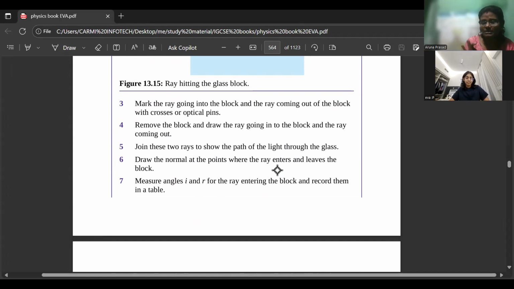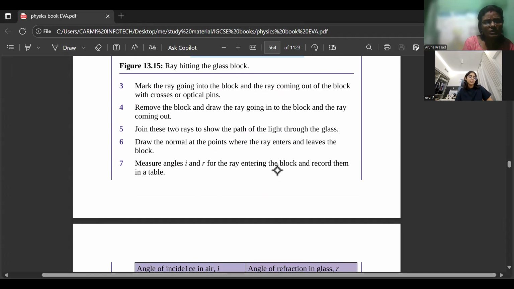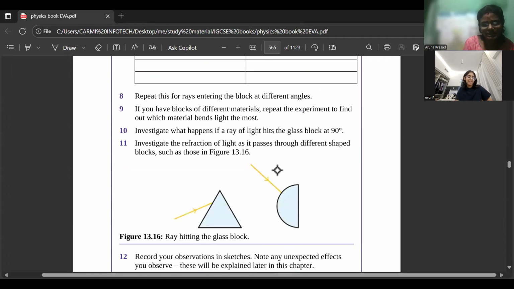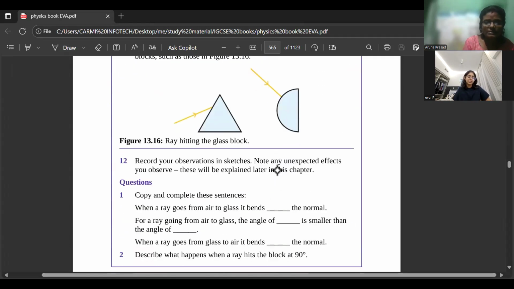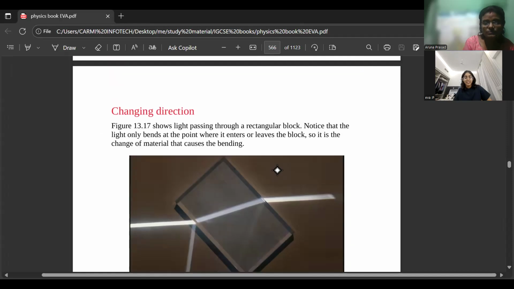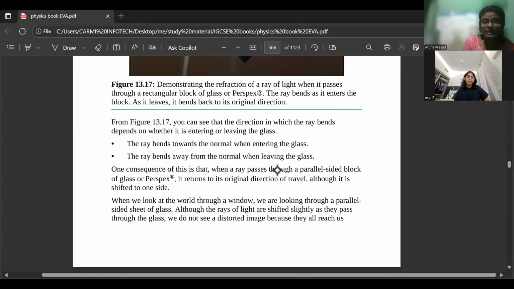This is not a practical class ever, so I am not covering these steps. I hope it's fine, right? Yeah. So when you do it in your school, they will tell you in detail. Leave this part. We will do this one directly, the theoretical explanation.